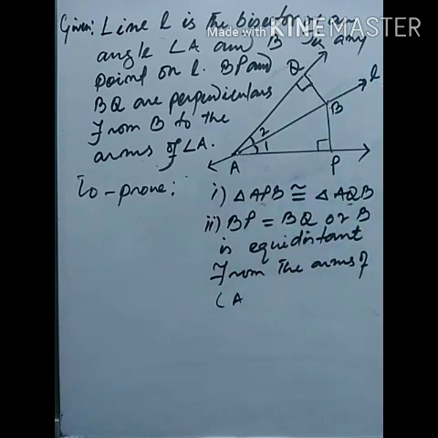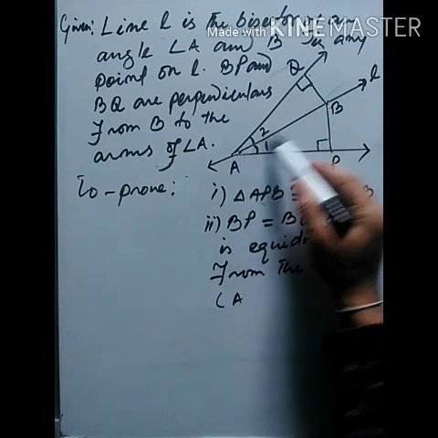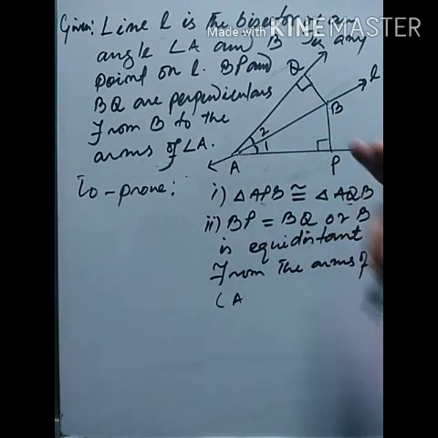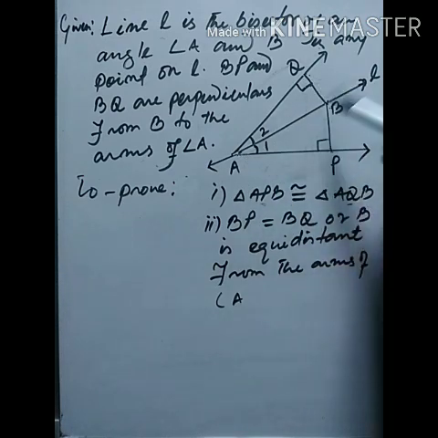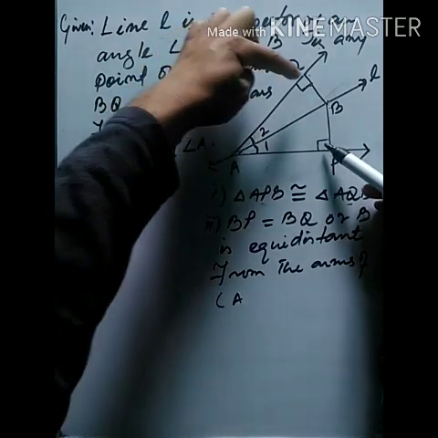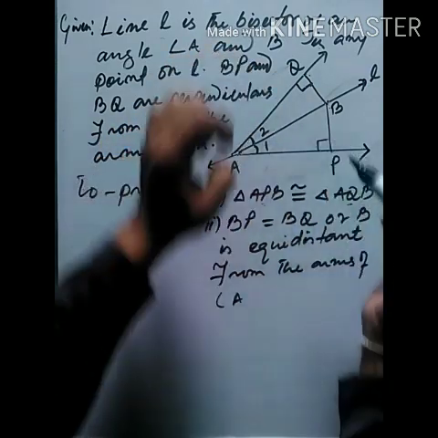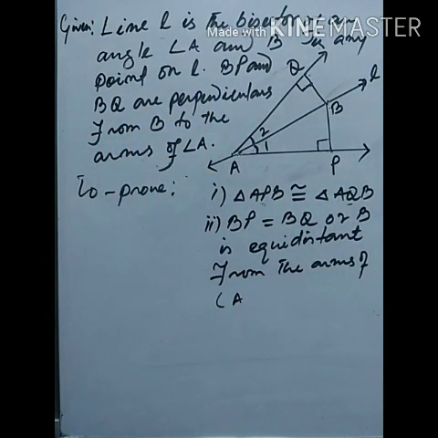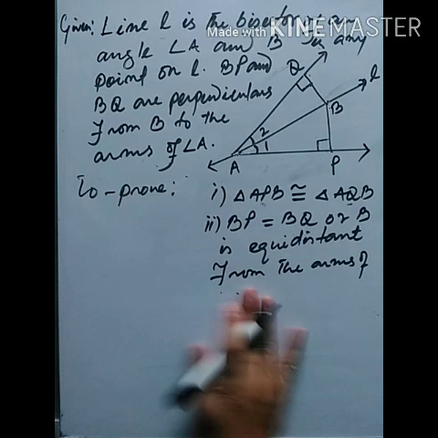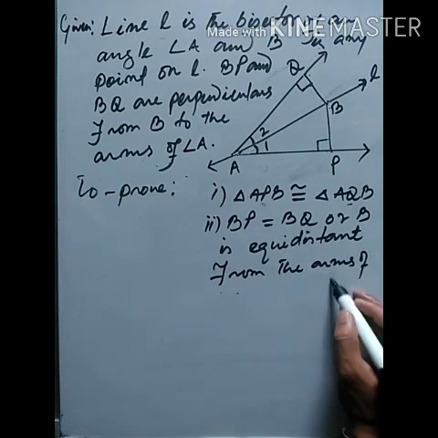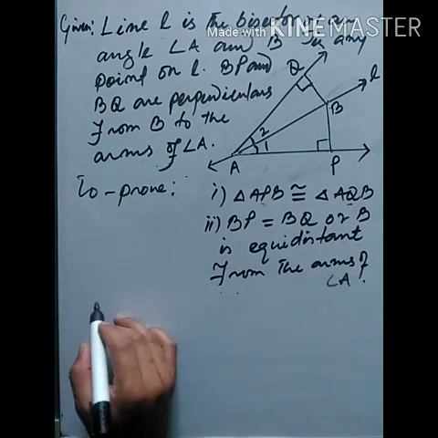Next we have AB, which is a part of triangle APB. At the same time, this AB is a part of triangle AQB. So one condition is satisfied: angle, angle, side. So by the angle side congruency, we can prove that triangle APB is congruent to triangle AQB. Now let's begin. So this is angle A. Okay, now the proof.